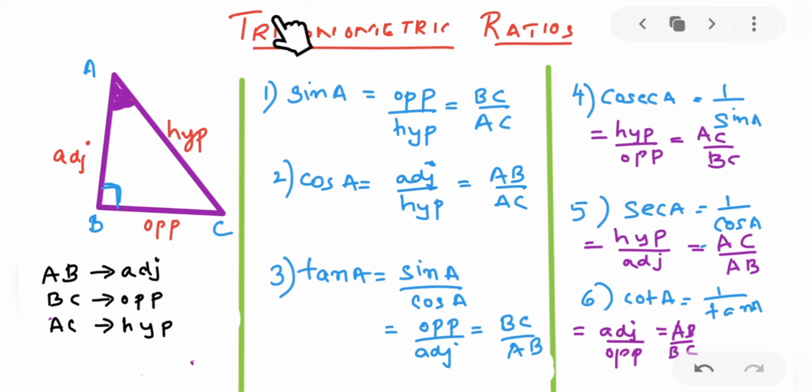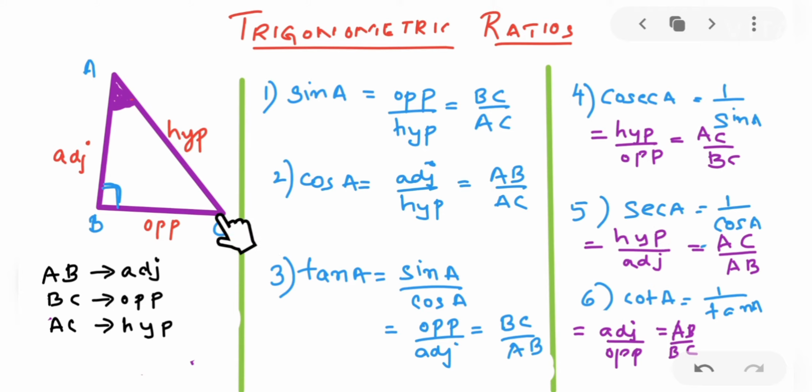Now let us understand the next topic, that is trigonometric ratios, which gives the ratios of the different sides of the right angle triangle. So there are 6 basic trigonometric ratios, namely sine, cos, tan, cosec, sec and cot. So these are the 6 trigonometric ratios.